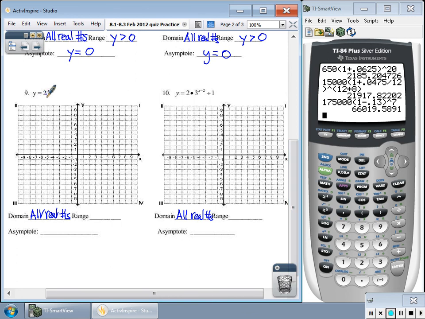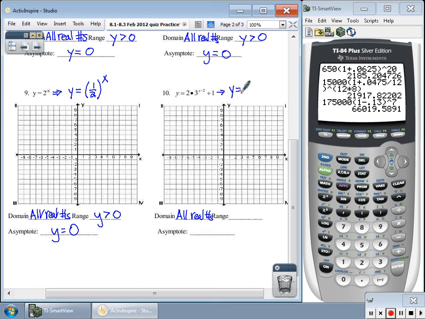Y equals 2 to the negative x power. Remember, you want to rewrite this as y is equal to, instead of 2 to the negative x, write it as 1/2 raised to the positive x. Well, you're not shifting anything. So once again, the range is y greater than 0. The asymptote is y is equal to 0. Now let's look over here.